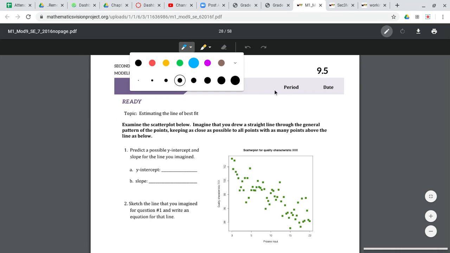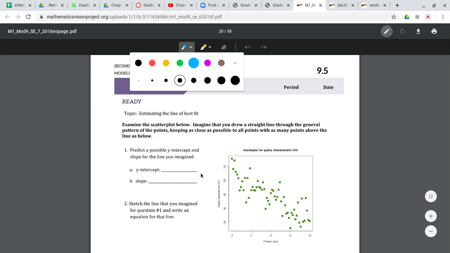So for this first part here, we're looking at estimating the line of best fit. We want to examine the scatter plot below. Imagine that you drew a straight line through the general pattern of the points, keeping as close as possible to all the points with as many points above the line as below. So for number 1, predict a possible y-intercept and slope for the line you imagined. So we want to have a line through here.